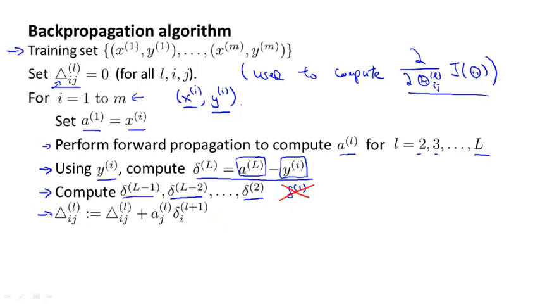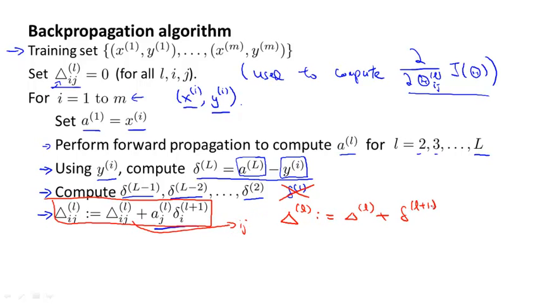And finally, we're going to use these capital delta terms to accumulate these partial derivative terms that we wrote down on the previous slide. By the way, if you look at this expression, it's possible to vectorize this too. Concretely, if you think of delta ij as a matrix indexed by subscript ij, then you can rewrite this as delta L gets updated as delta L plus lowercase delta L plus 1 times a L transpose. That's a vectorized implementation that automatically does this update for all values of i and j.